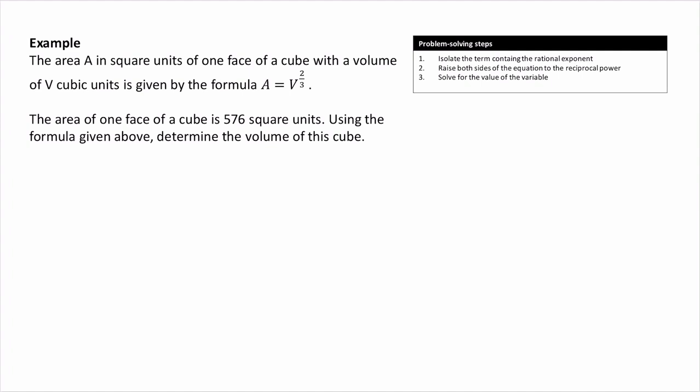Okay, so here we have this formula, and it's giving us the area of one face is 576. So let's go ahead and plug in what we have. Since it tells us the area, that's going to be the value of a. So we have 576 equals v to the 2/3. Okay, so now we just have an equation that has a rational exponent in it. So we need to figure out the reciprocal of 2/3. So we just flip it, and that's going to be 3/2. So I'm going to raise both sides of this equation to the 3/2 power.